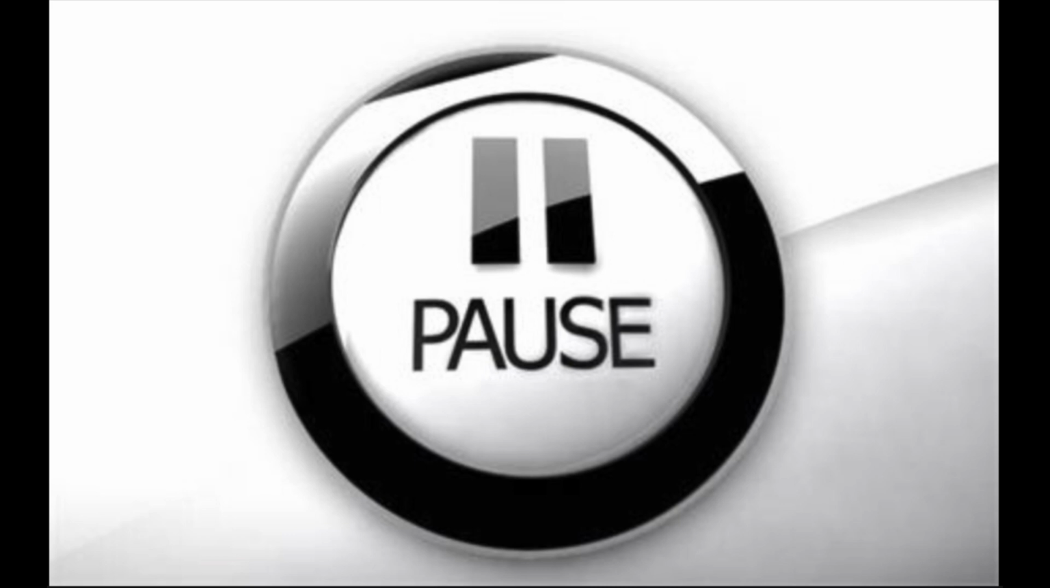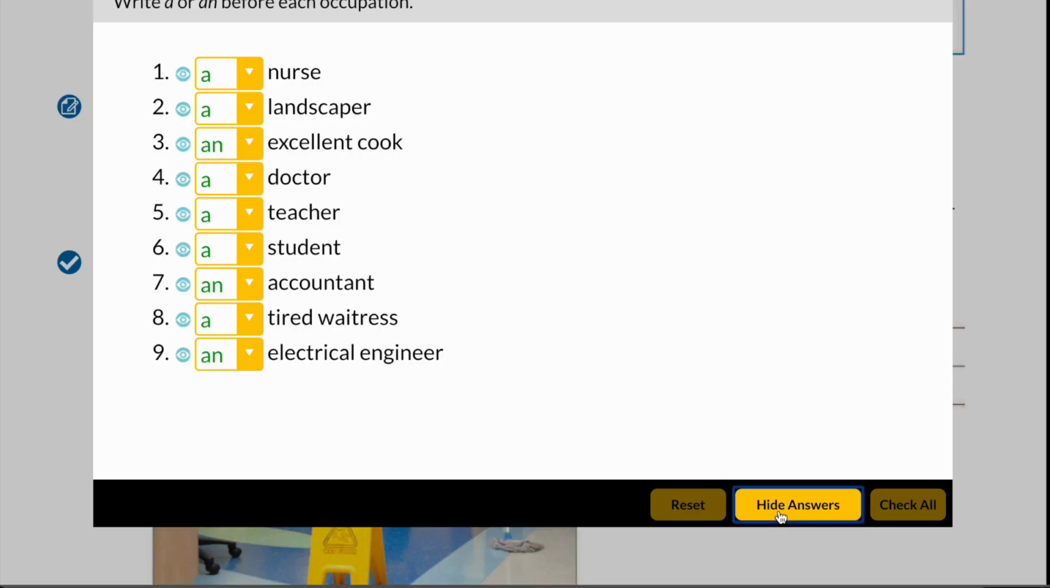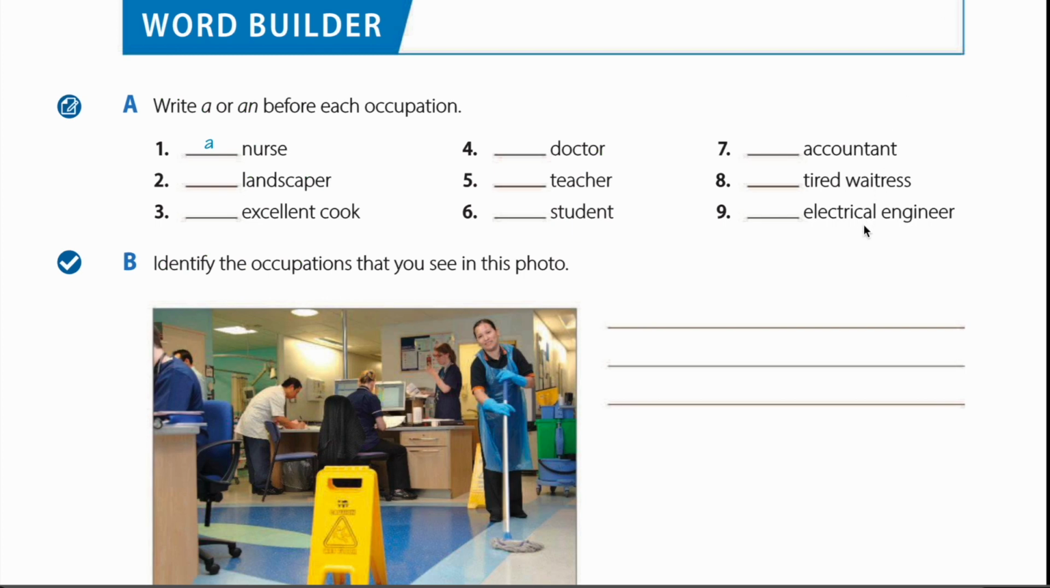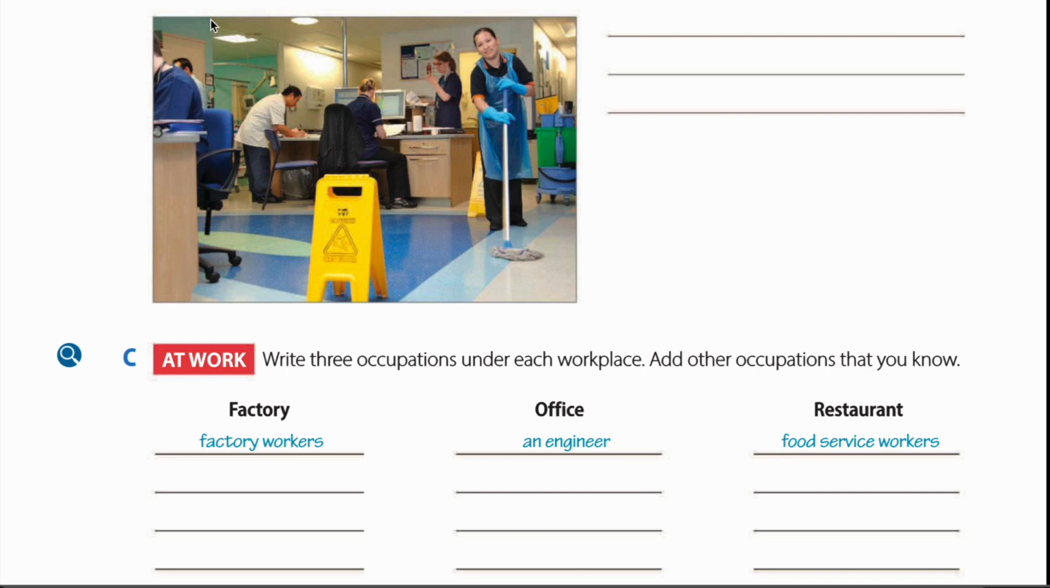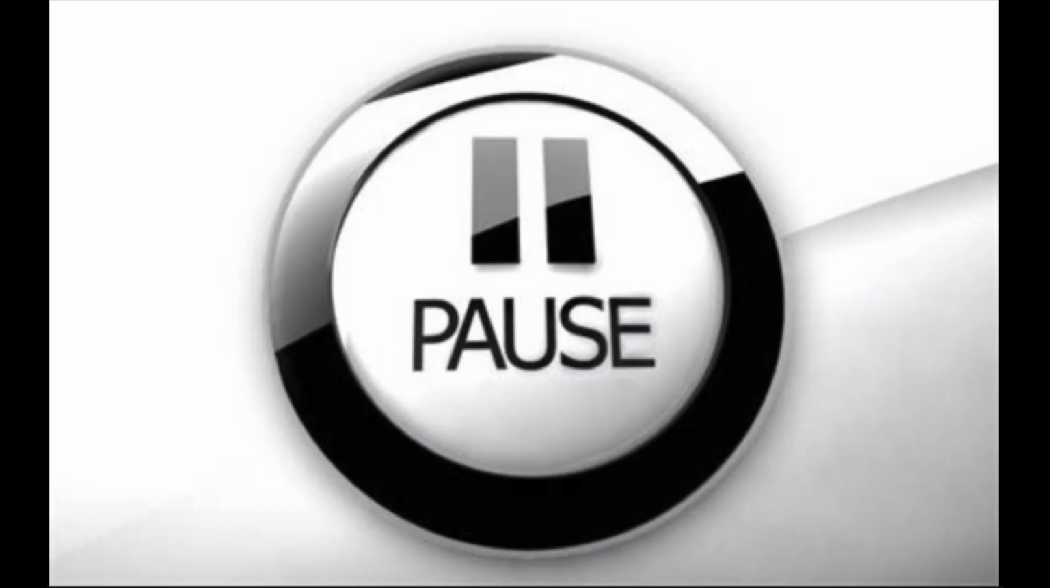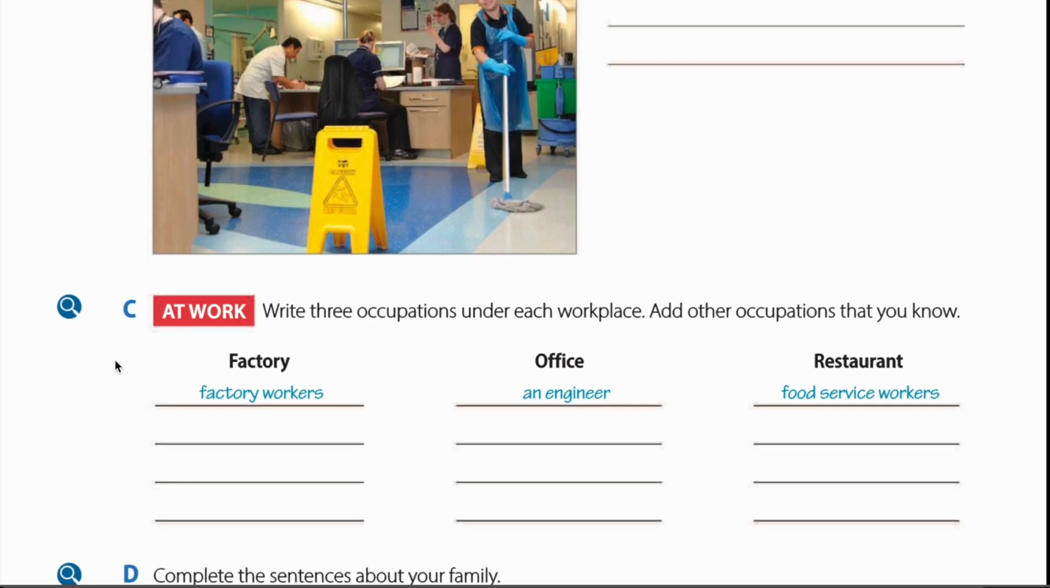Okay. So here we are. Here are the answers. Remember, if you have any questions about the answers, you can always ask me when we are in our live class. Now, exercise B. Identify the occupations that you see in this picture. We're going to see this in our live class. So pause the video, work on this activity, and then we'll check when we are in our live class, okay?